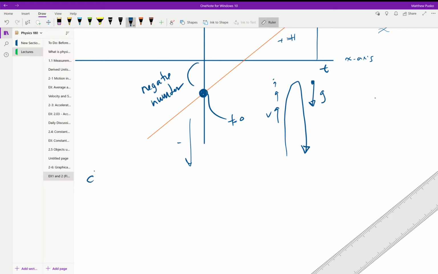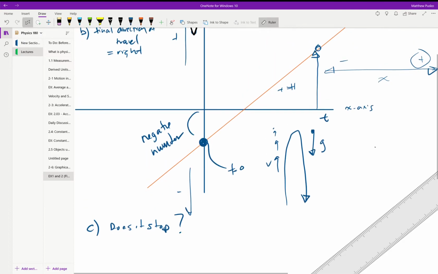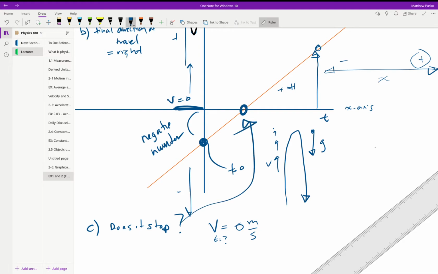Part C says, does the particle stop momentarily? What does that mean? Does it stop? If we want to write that in equation form, that literally means that the velocity at some time is equal to 0 meters per second. Well, if this is plus velocity and this is negative velocity, that makes this right in the middle, v is equal to 0. And we can see there is indeed some point where it comes to a stop.